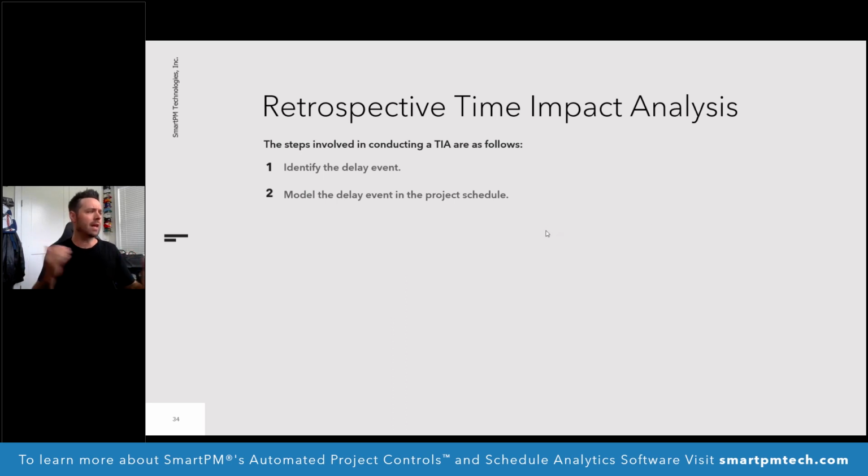So once again, it's kind of the same steps. We're going to identify that the event occurred, right? And we're going to document that through photos, daily reports, RFIs, change orders, whatever. We're going to model the delay in the project schedule exactly like we did with the prospective. But once again, we have the answer to the question now. We know how long it took. We know what activities it affected. So there's less guesswork here. And we're building it in the actual side of our plan. And then we'll compare the resulting schedule, right? We're going to calculate the impact of the delay event, and we're going to document it as a TIA.